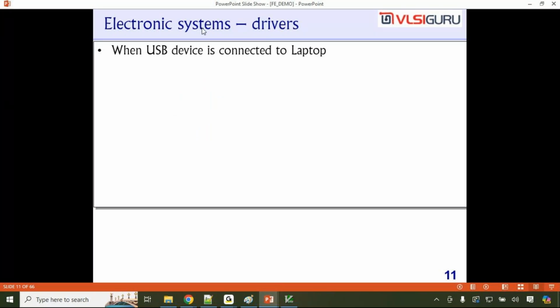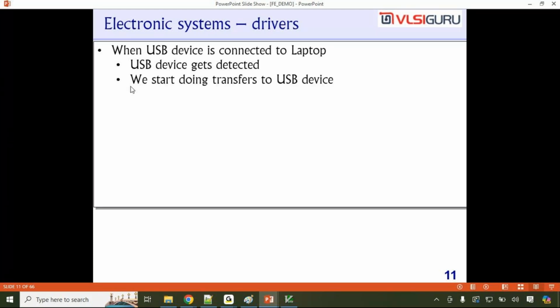So one of the driver examples: let's say a USB device is connected to the laptop. What happens? First of all, the USB device gets detected. My laptop will detect that the pen drive has got connected. So we start doing the transfers to the USB device.